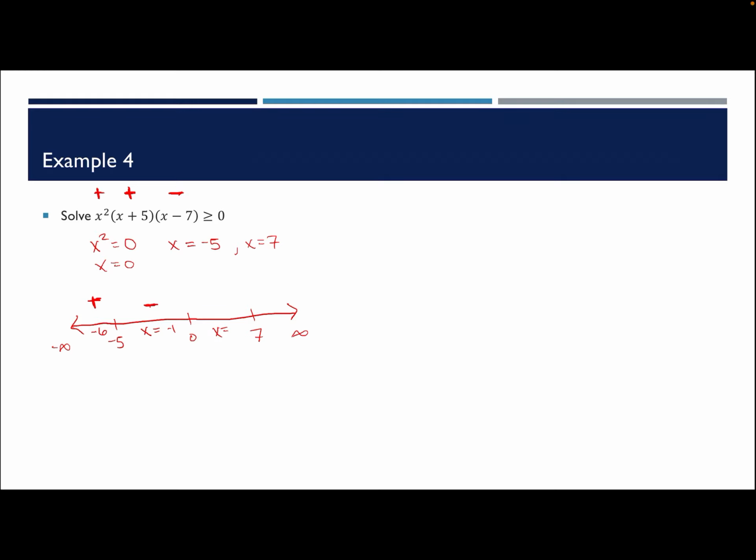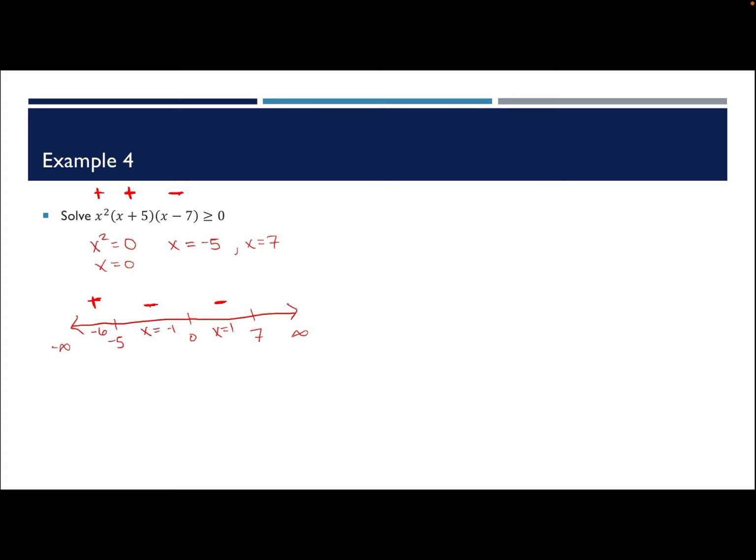If I choose x equals 1 for the interval 0 to 7, then 1 squared is going to be positive, 1 plus 5 is going to be positive, and 1 minus 7 is going to be negative. So we get the same thing that we got on the previous interval, which is also going to be negative.